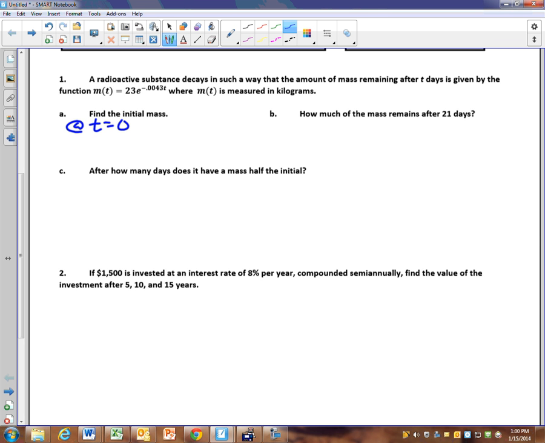So let's plug in 0 for t. So m of 0 is equal to 23e to the negative 0.0043 times 0. What is negative 0.0043 times 0? 0. And what is e to the 0 power? Anything to the 0 power is 1. So you end up with 23 times 1, which is 23. So the initial mass is 23 kilograms.